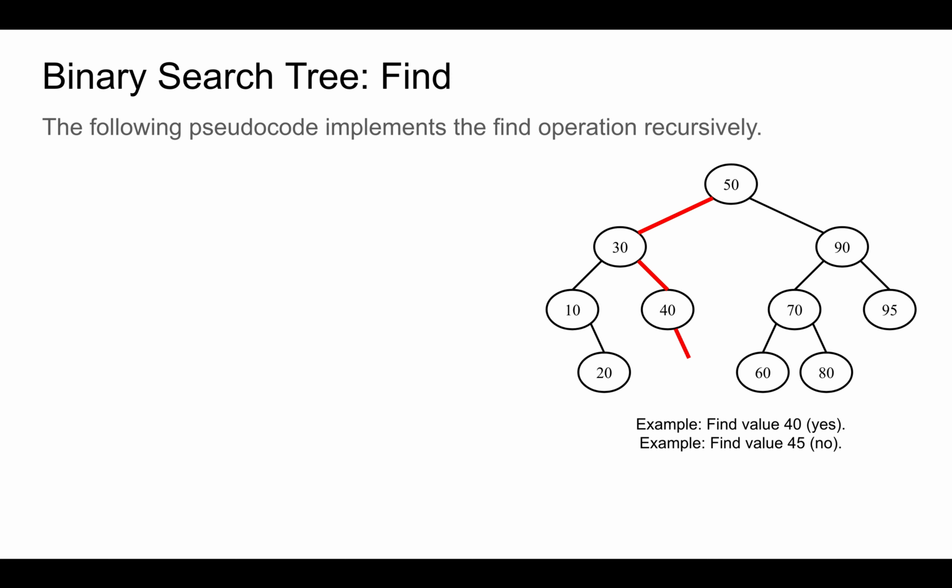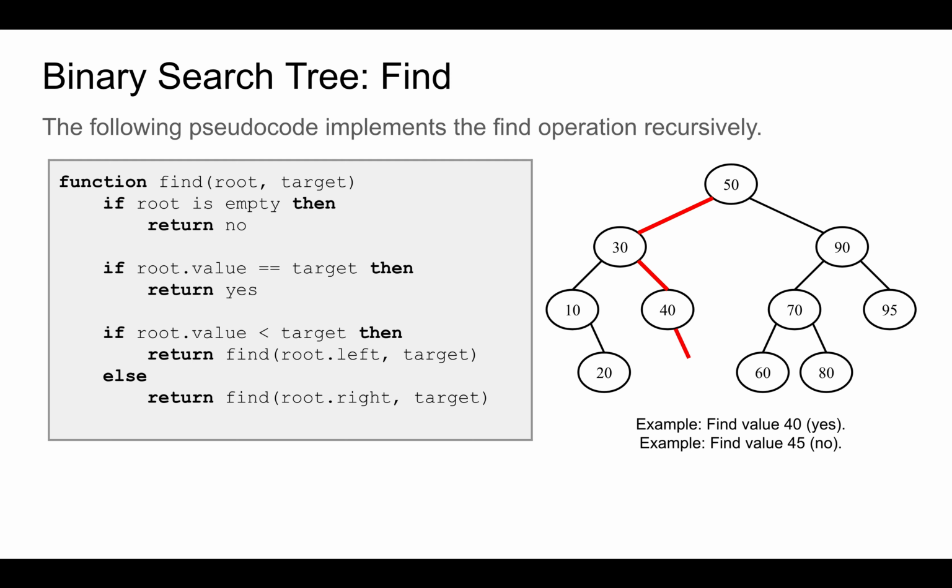The following pseudocode implements this find operation recursively, just as we were doing. Here's our function. We can find based at a root, looking for a certain target. If the root is empty, then return no, just like we would have returned at this point. If the root value is equal to the target, then we return yes, just as we did when we reached 40. If the root value is less than the target, we would look at its right child and do the operations above on the right child.